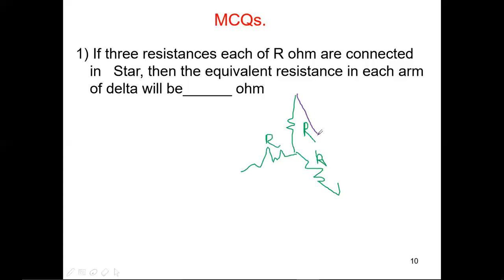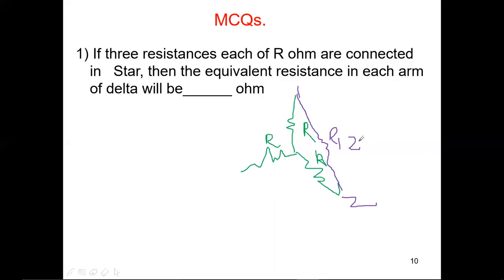Let me convert the first one, because if I find this between these two resistances, then the rest of the resistance values in the delta will be the same, because the resistances have the same value and there is no change in the resistance value of the arms. All the arms have the same resistance carrying capability. Now if I find this, the rest of the arms will be the same. Let me take this as R1 and this as R2.